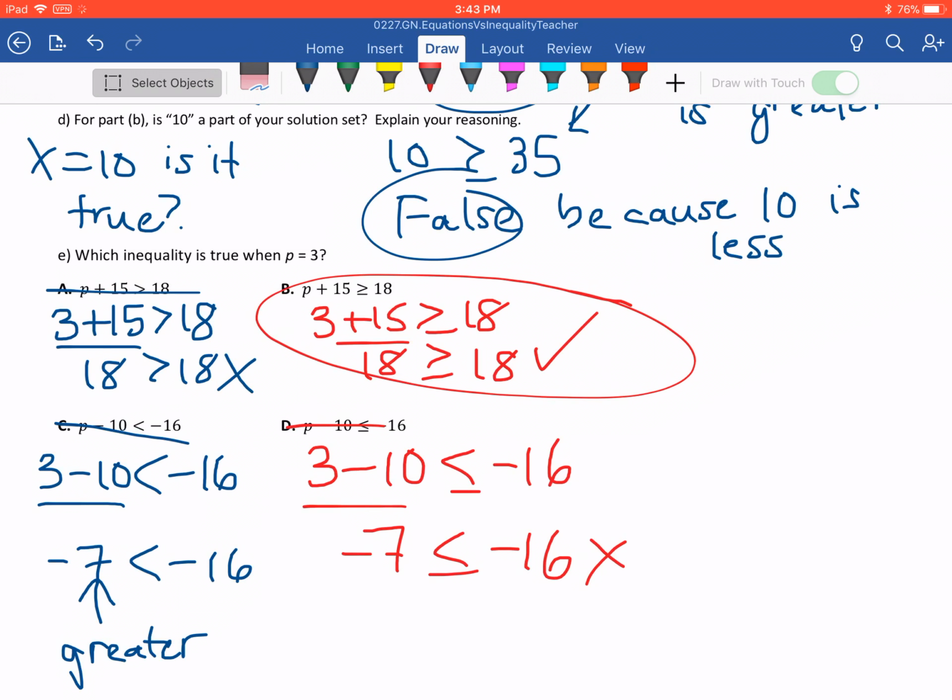So just like with the equations, wherever I see P, I replaced it with the number 3, and I solved it, and I decided, is it true or is it false? And the only one that was true was letter B.